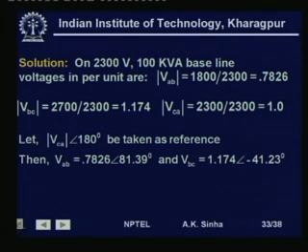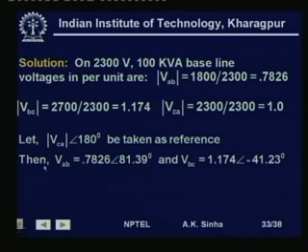Okay, now we would like to solve this. On 2300 volt 100 kVA base, line voltages in per units: VAB is given as 1800, so 1800 by 2300 comes out to 0.7826. VBC, magnitude is given as 2700, so 2700 by 2300 is 1.174. VCA is equal to 2300, so it is 2300 by 2300, which is 1 per unit.